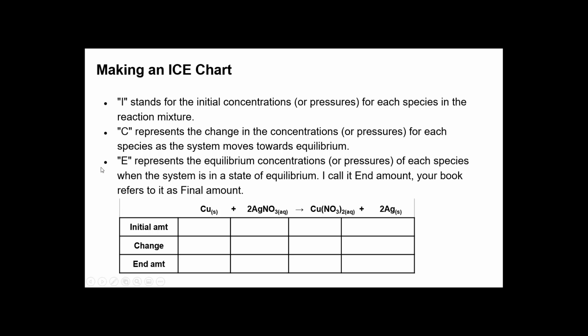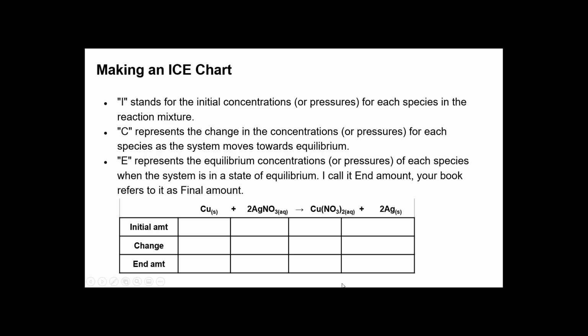So here we have a reaction of copper solid plus silver nitrate, and this produces copper 2 nitrate and silver as a solid. So let's take a look at this. We have a box, and if you notice, I did my best to make each of these reactants and products under one box. This is because that box is going to cover what is happening with that compound. So we have an initial amount, this is going to be moles, change in moles, and the end moles.